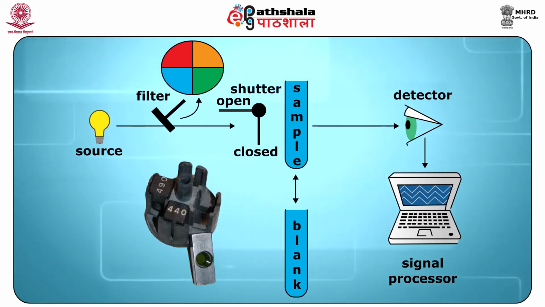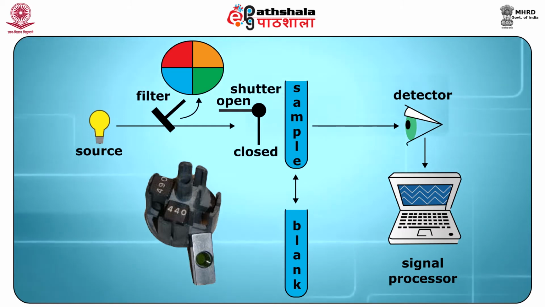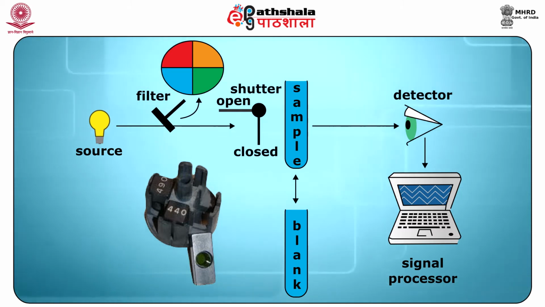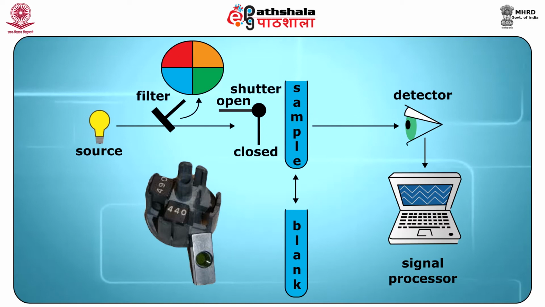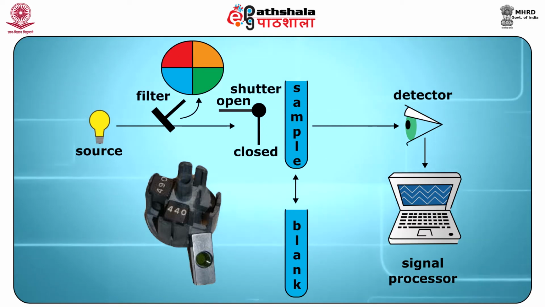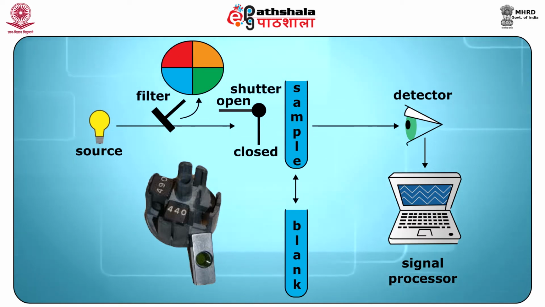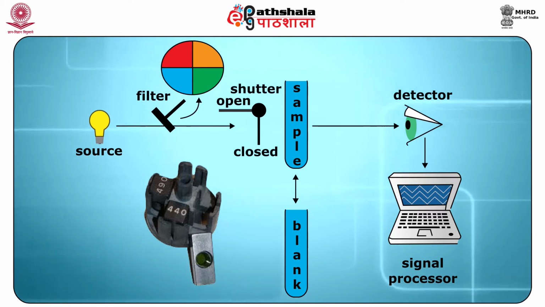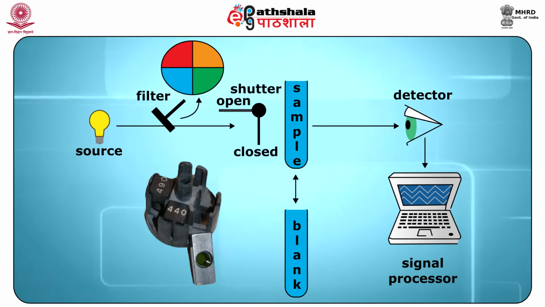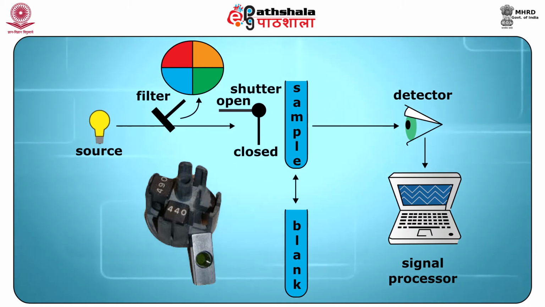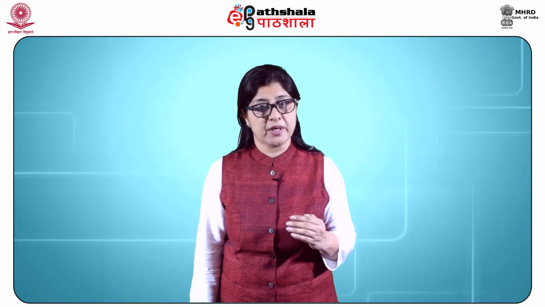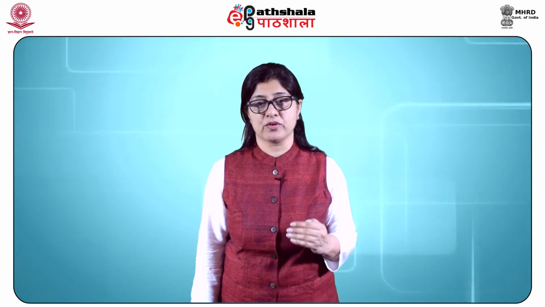When a beam of electromagnetic radiation falls on a filter, it allows the passage of a single wavelength through it. A filter photometer is often called a single beam instrument, as it has a single optical path between the source and detector. This type of instrument consists of only one sample holder for both blank and sample. The instrument needs to be calibrated before use.